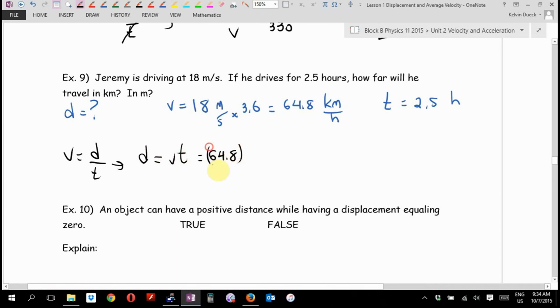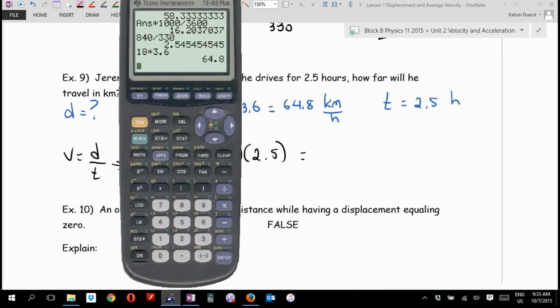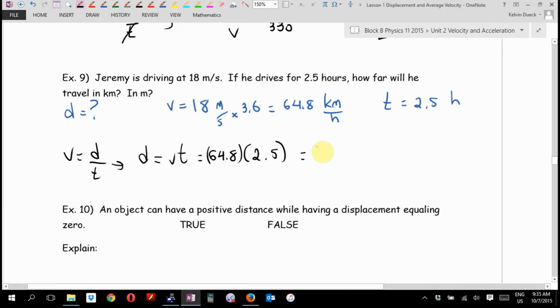So it's going to be 64.8. I'll use the kilometers per hour one. And 2.5. Conveniently, I have the 64.8 stored on my calculator, so I just use my answer button. Hopefully by now you've heeded my advice and gotten a half-decent calculator. And I get 162 what? Kilometers, not meters.